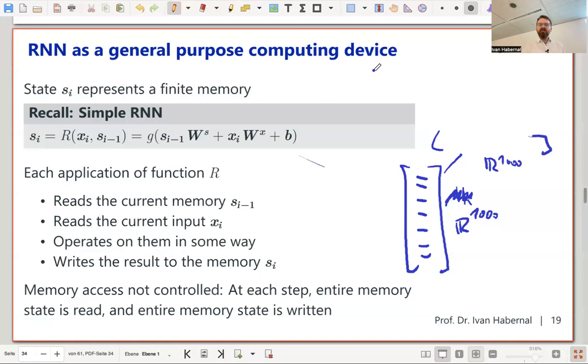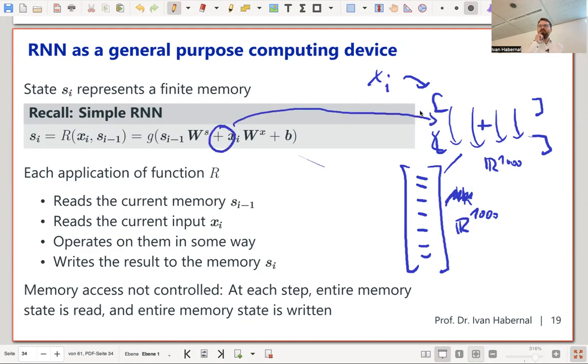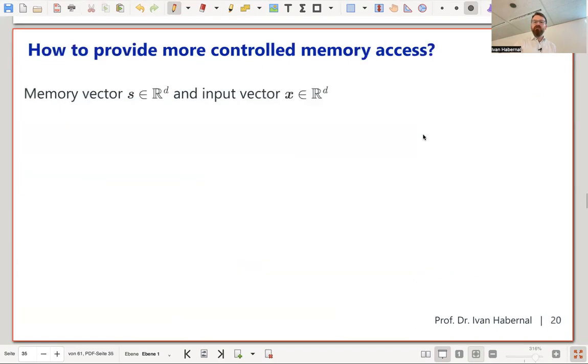R1000, then takes the input x_i, projects it into another vector of the same dimensionality, and just adds them up. So whatever comes in will somehow influence the memory, because of the summation. Does it make sense? Okay. So it's not controlled. You're basically erasing your whole memory, and when giving the next input, you just add something. Maybe there's a way to control what you write into the memory or not. That would be maybe a better solution. So how to provide more controlled memory access?